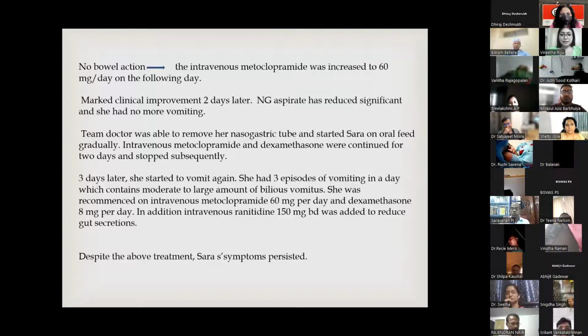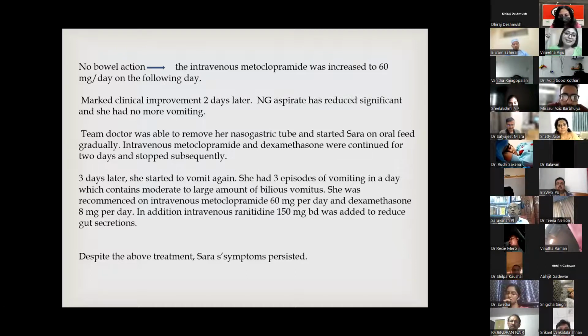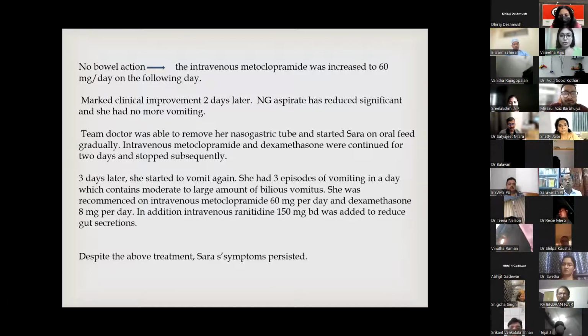Now, what do you suggest? Why was it that the problem suddenly came back in 3 days' time? Again, she developed vomiting. Would you like to alter that prescription a bit? What happened over here? Her metoclopramide was hiked to 60 milligram. That is when she developed bowel movement, and her vomiting also came down, and they could pull off the nasogastric tube. And then what did they do? 2 days more, they gave metoclopramide and dexamethasone, and they stopped it. So what does that tell you?